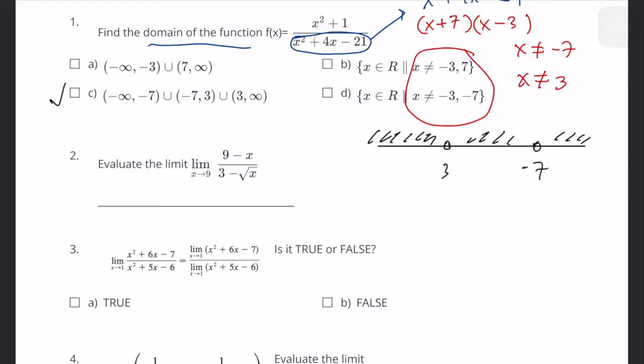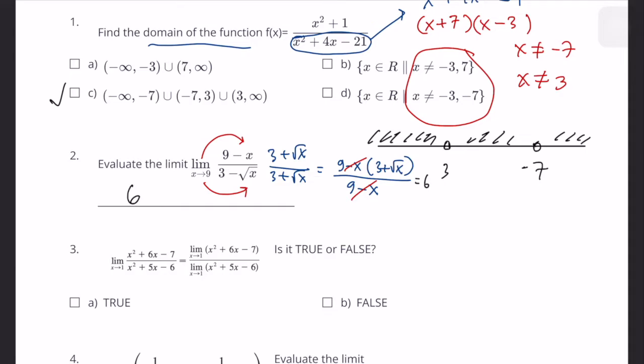Second question, evaluate the limit. Okay, first, every time you see a limit, you can try to plug in the number 9. And you see that it's 0 over 0, which means that you can try to simplify, rationalize, or in this case we can rationalize with 3 plus square root of x, and we get here, and this is cancelled. So 3 plus 3 is 6, so this will be 6.